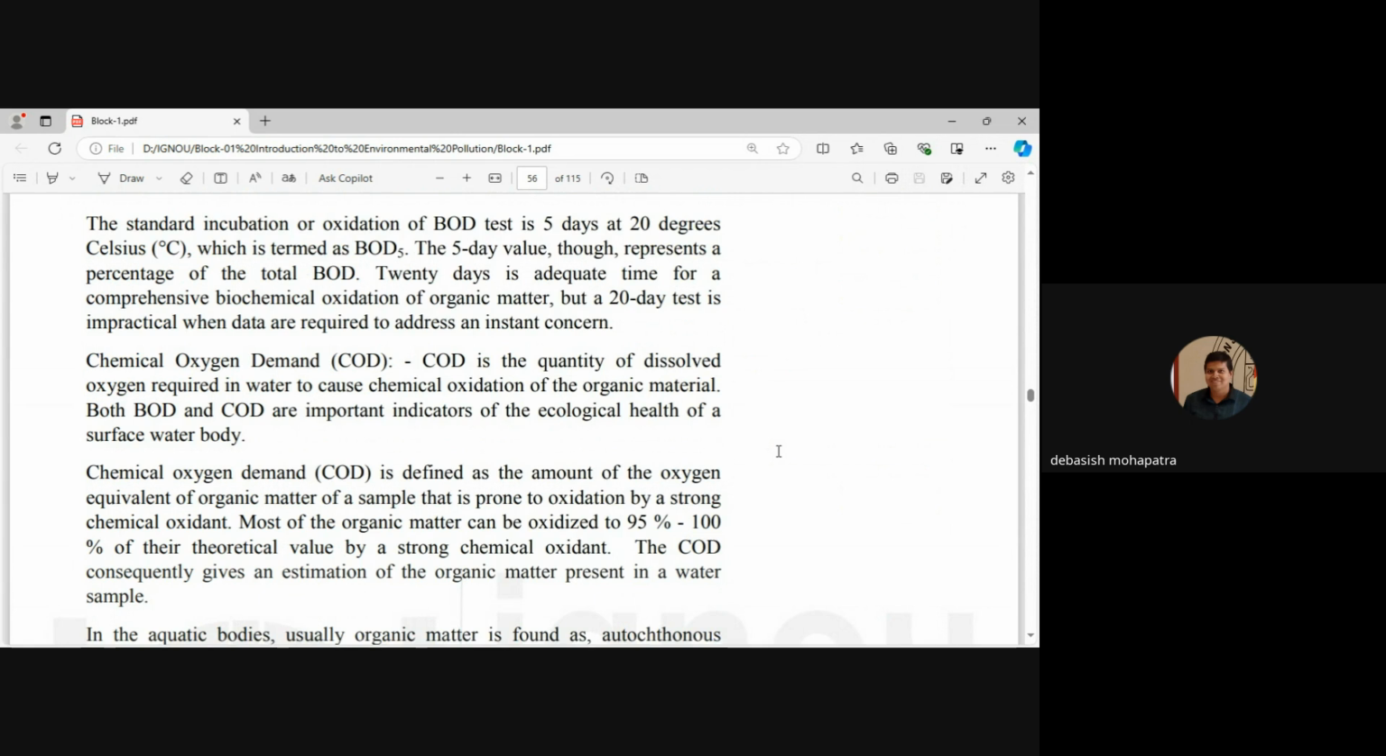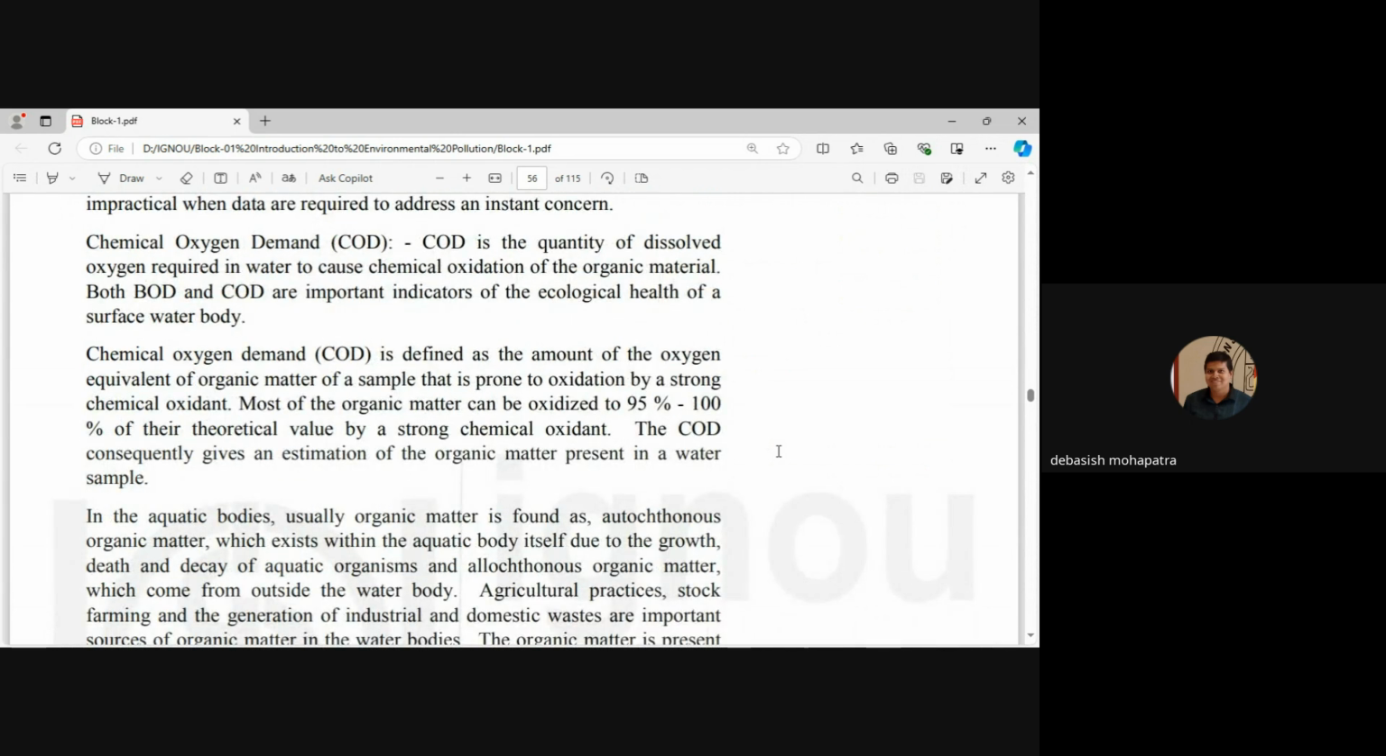Then COD, chemical oxygen demand, is the quantity of oxygen required in water to cause chemical oxidation of organic material. Both BOD and COD are important indicators of the ecological health of surface water. COD is defined as the amount of oxygen equivalent of organic matter of a sample that is prone to oxidation by a strong chemical oxidant. Most organic matter can be oxidized to 95 to 100% of its theoretical value by strong chemical oxidants, and the COD consequently gives an estimate of the organic matter present in a water sample.